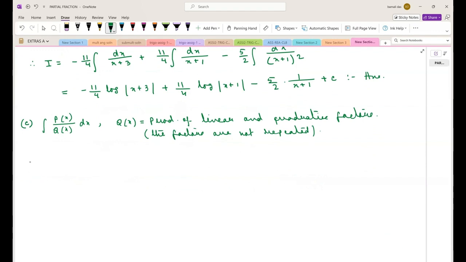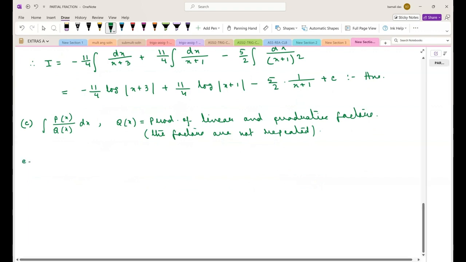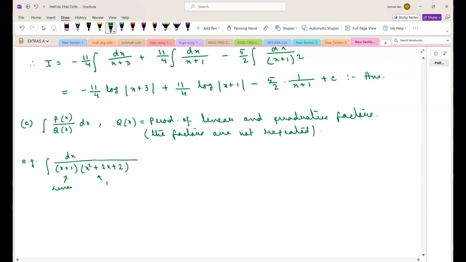So let us take a sum. For example, say you have dx by x plus 1 into x square plus 2x plus 2. So clearly you can see here that one factor is linear, and this is quadratic. So in such a case, what will we do?